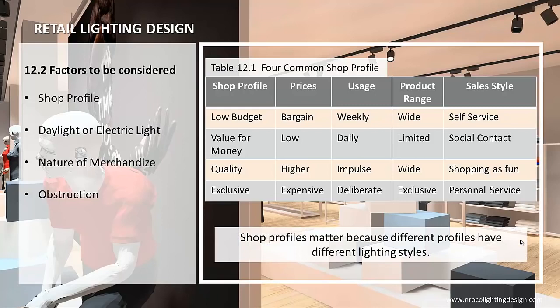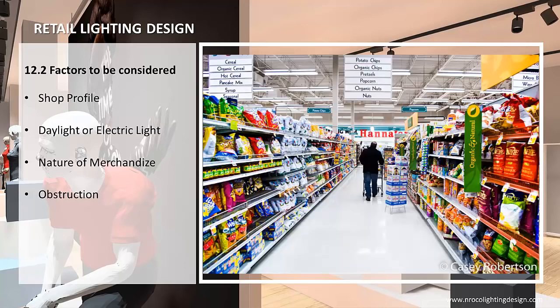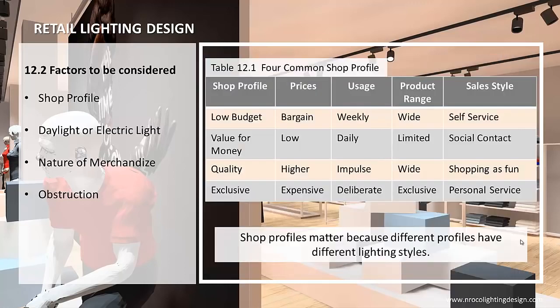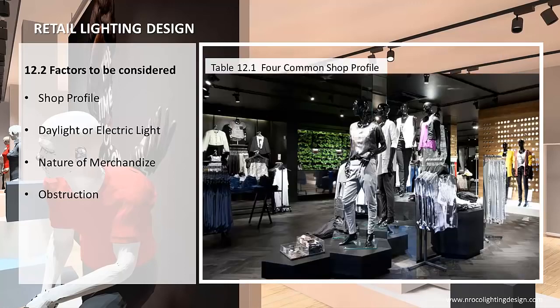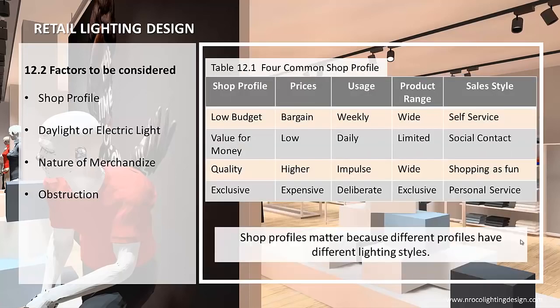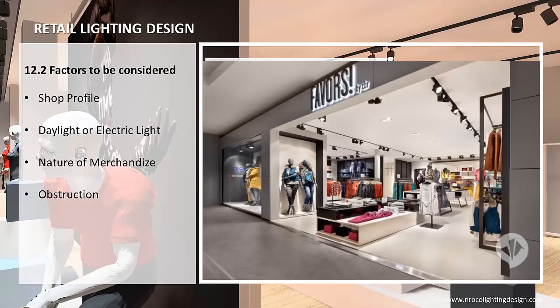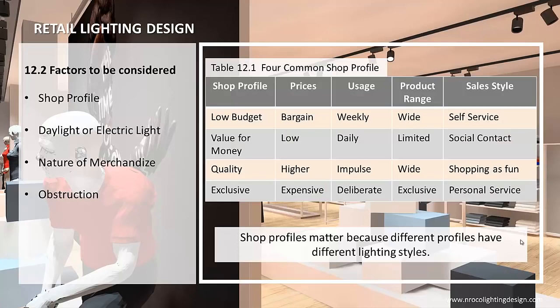Shop profiles matter because different profiles have different lighting styles. Low-budget shops tend to be big box stores using high-level uniform general lighting with no accent or display lighting. Exclusive shops tend to be much smaller and use low levels of general lighting combined with strong accent and/or display lighting on the merchandise. While value for money and quality shops lie between these extremes, with both general lighting and some accent lighting being used.